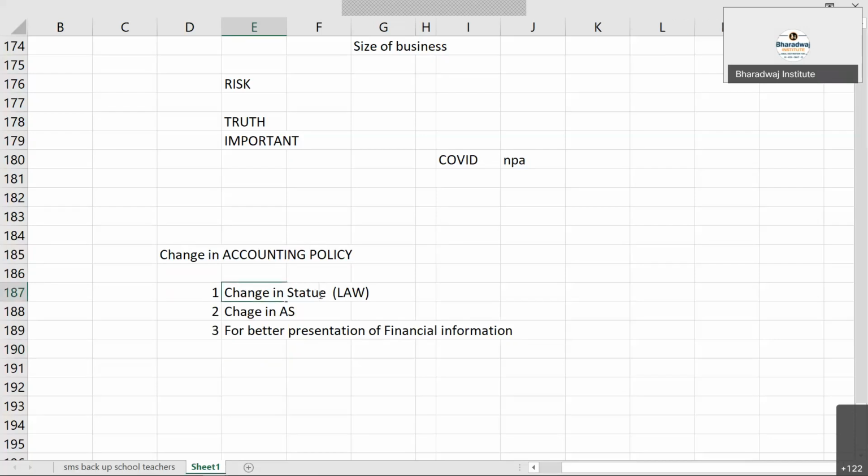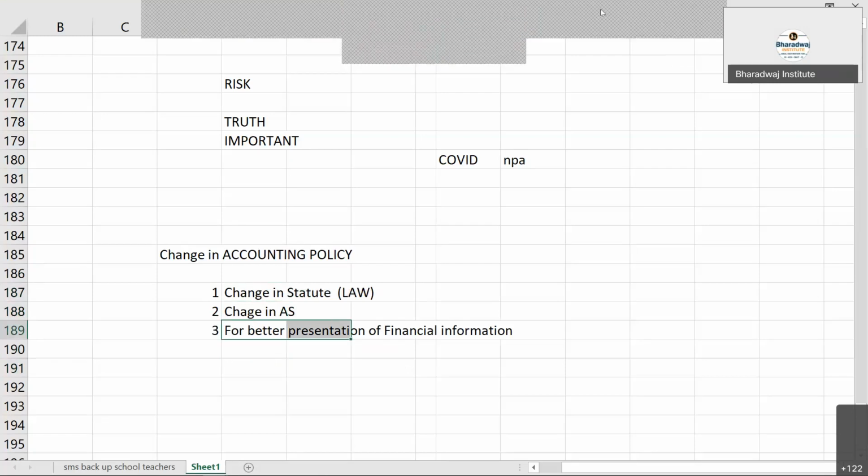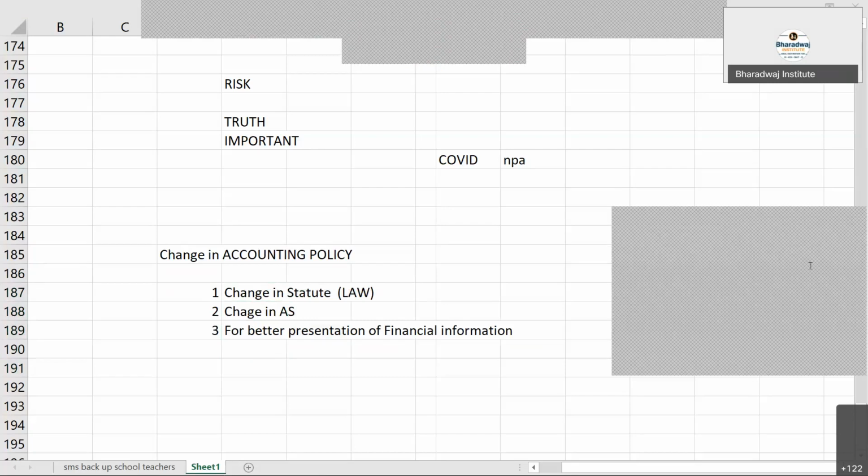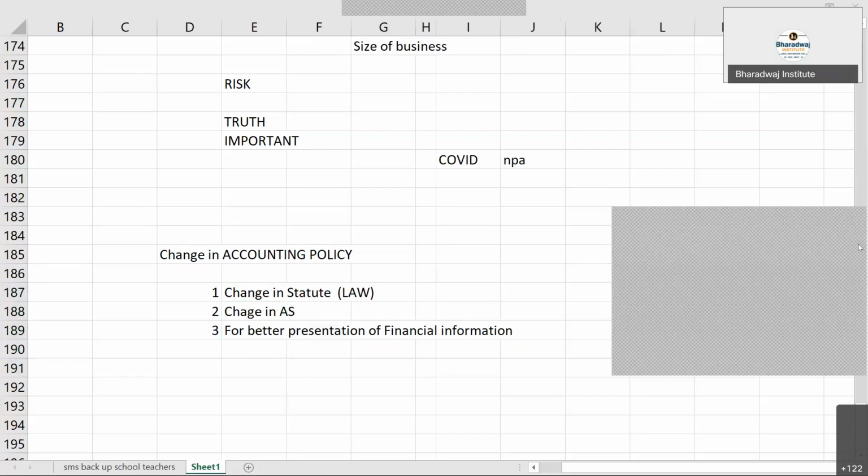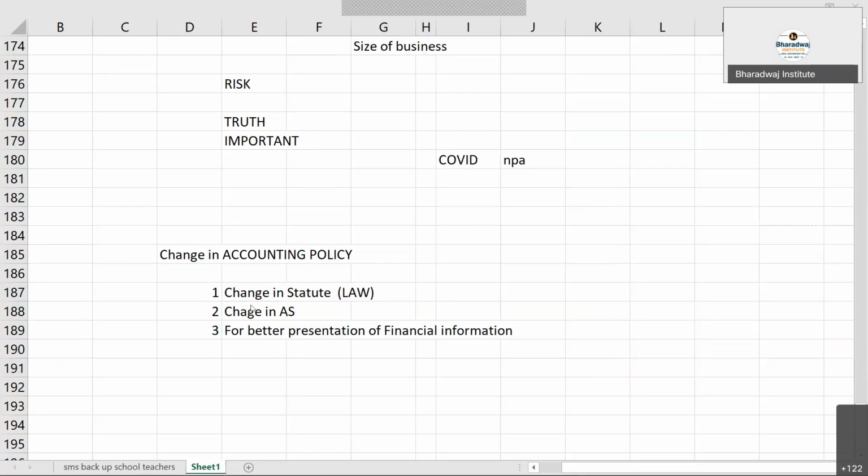Yeah, the company can change the depreciation method when it is required by law, or change in accounting standard, or better presentation of financial information. 3 reasons. 3 reasons are allowed. Not only depreciation, any accounting policy can be changed by quoting any of these 3 reasons.